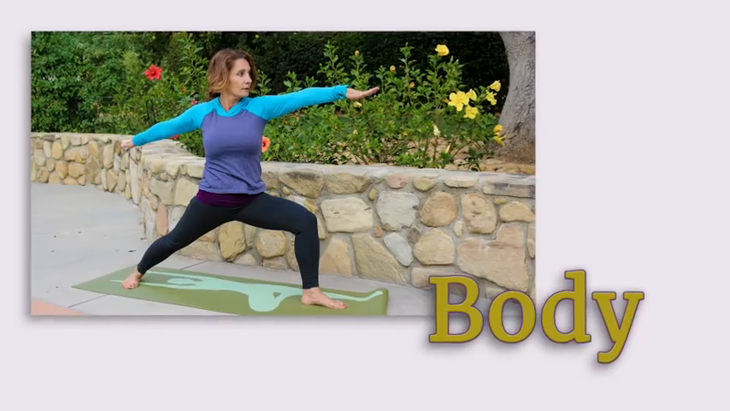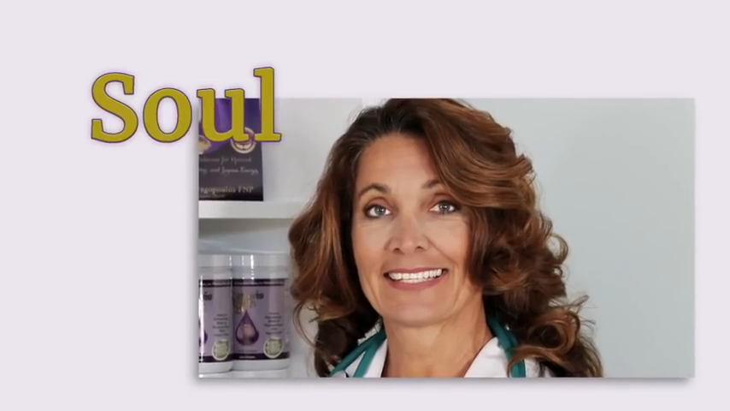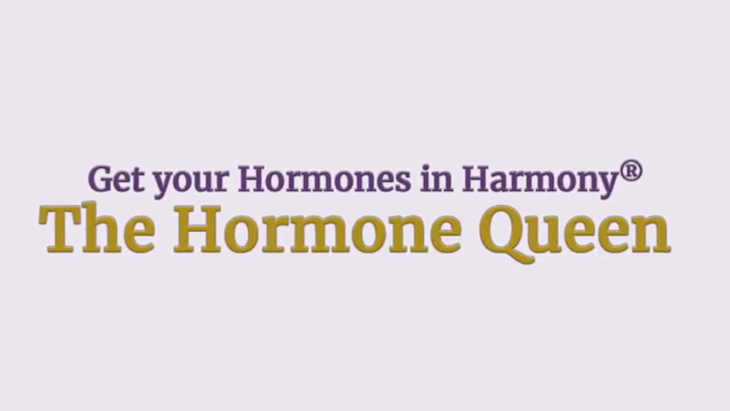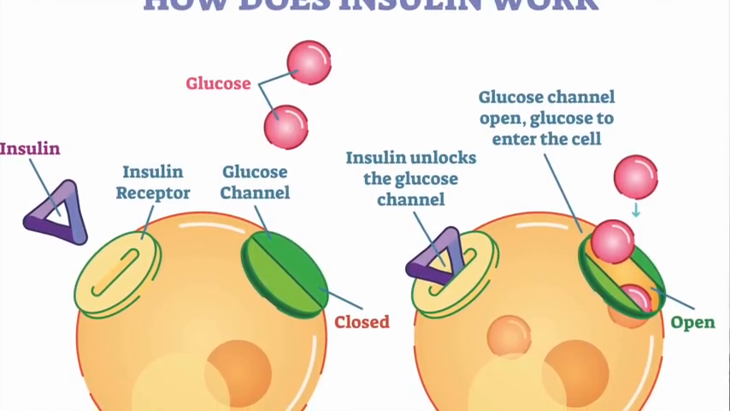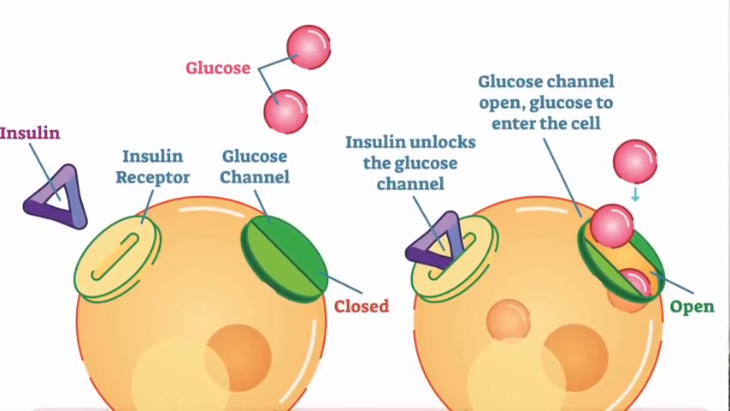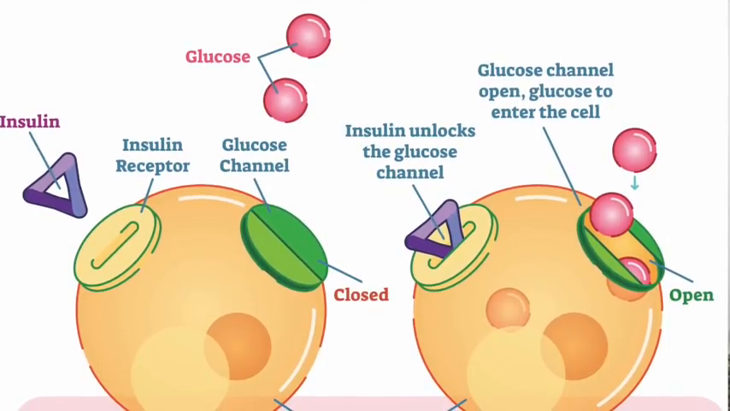Insulin resistance weight loss. Let's talk about how to reverse insulin resistance so you can finally lose weight. Insulin resistance means your cells are not allowing insulin to lock into its receptor site. If insulin can't get into your cells, that means glucose can't get in, and glucose is your cell's only source of energy. No glucose, no energy.